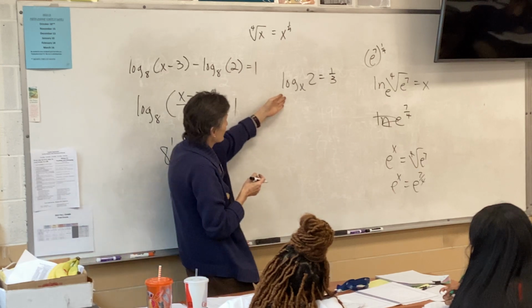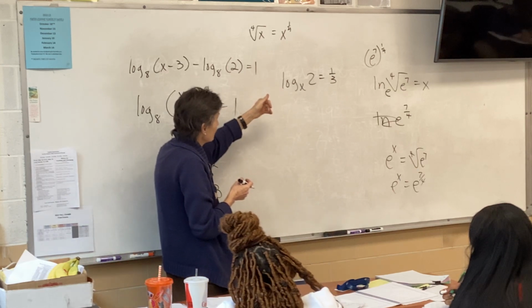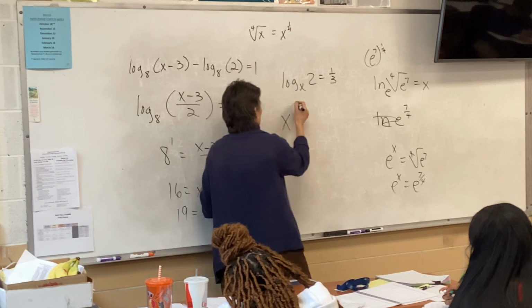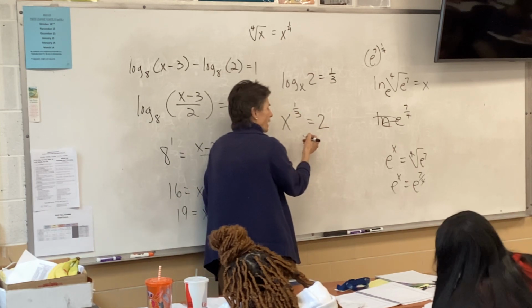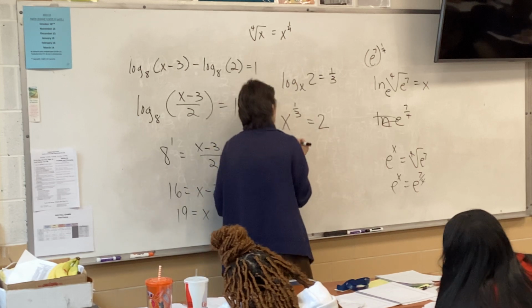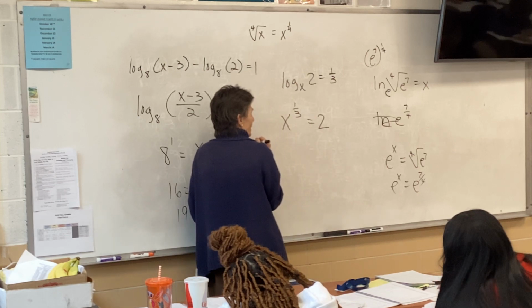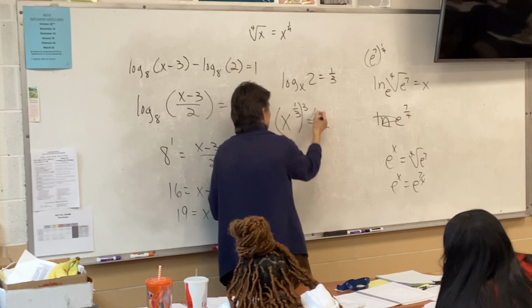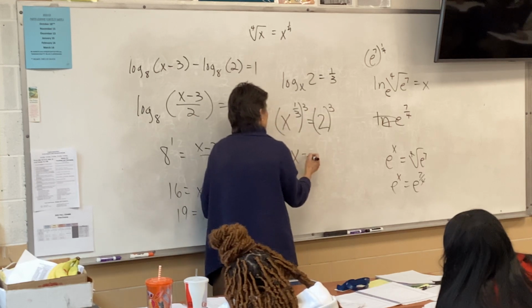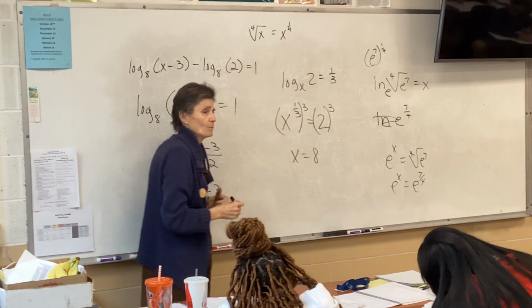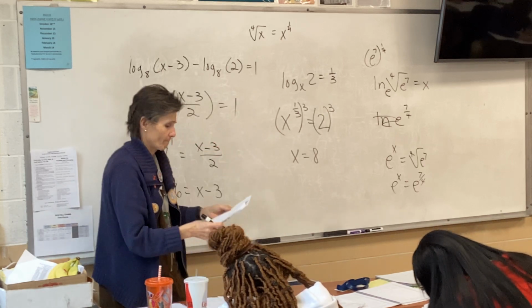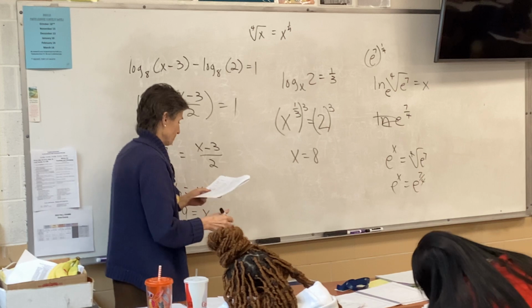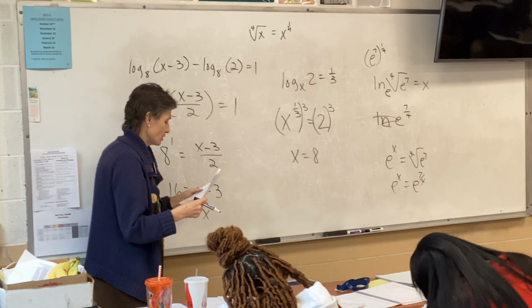Okay, how about this guy? We kind of skipped him. What's happening here? x to the 1/3 equals 2. Not 6, 8. We're going to cube both sides. So x equals 8, right? x equals 8. That's the one. All right, any question on part 1?